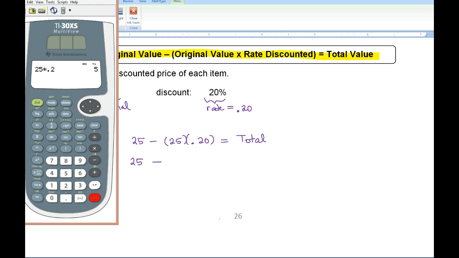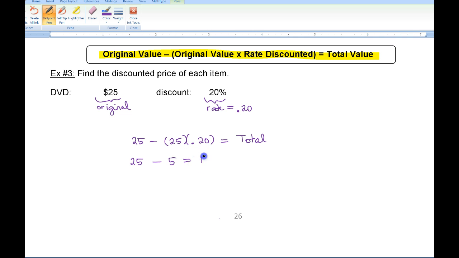25 times 0.2 is 5. Okay, so our total is 20. Minus. So if you have a DVD that costs $25 and it's 20% off, you pay $20. But I thought that if it's 10% off, it's like $5. Okay, so it all depends on your original amount. Okay, so both of these depend on each other.